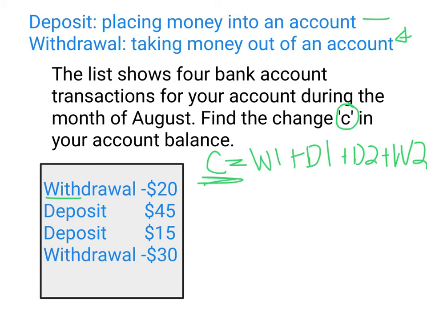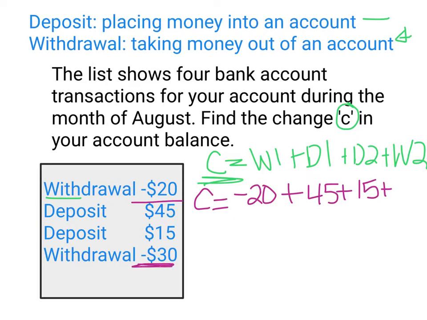Okay, so let's go ahead and let's write down our withdrawals and our deposits. So again, C equals our withdrawal, our first one is we're taking out, so -$20. Plus our first deposit, we're adding 45. Plus our next deposit, adding $15 to our account. Plus we're going to withdraw, take out $30. Okay, great job.